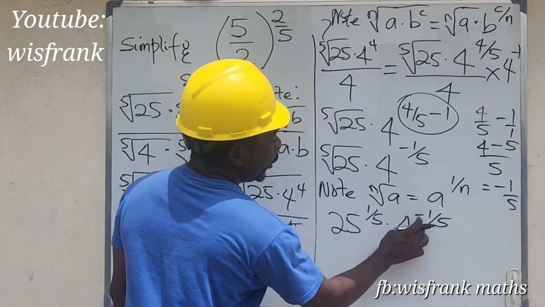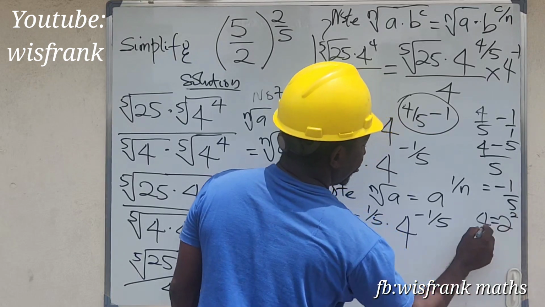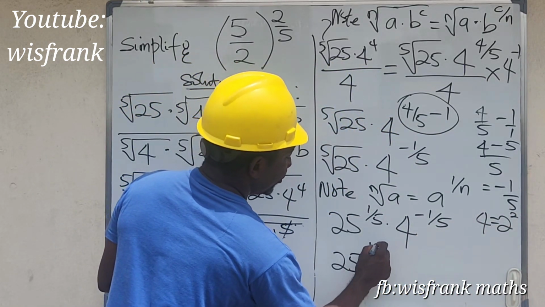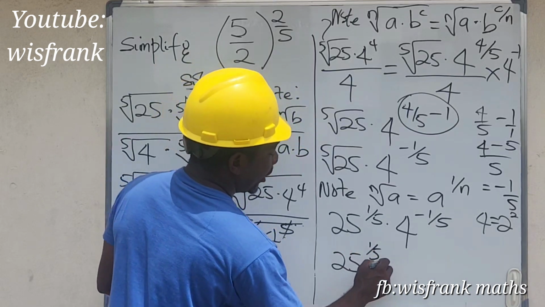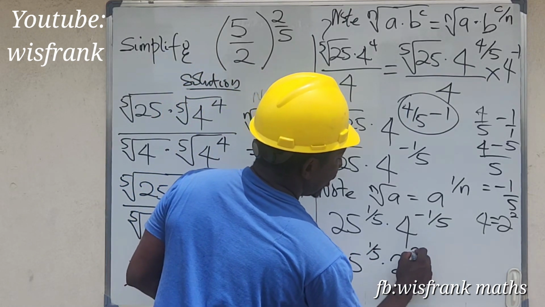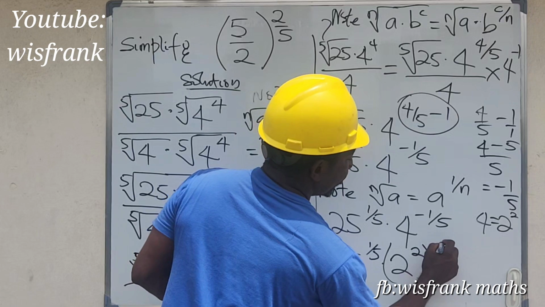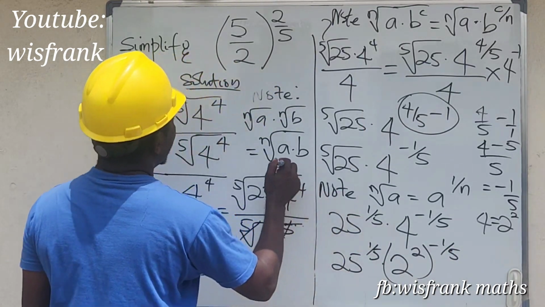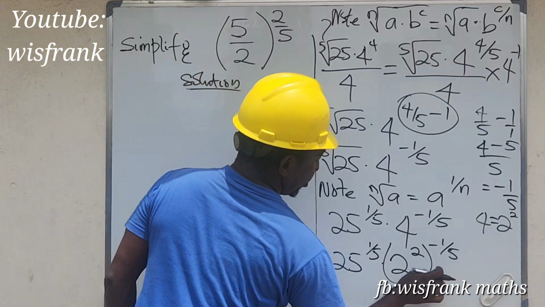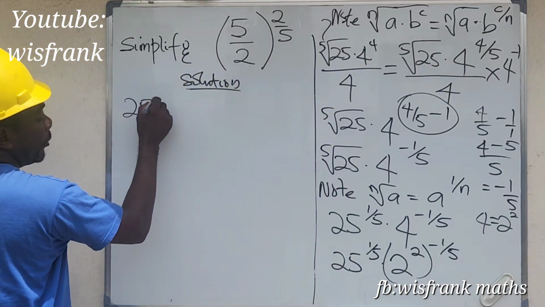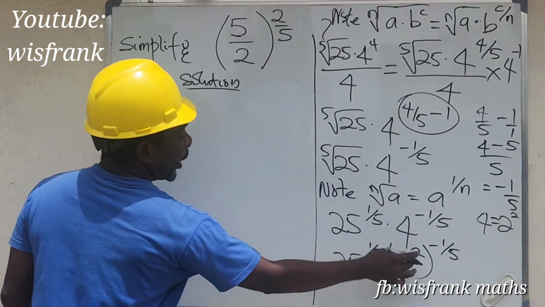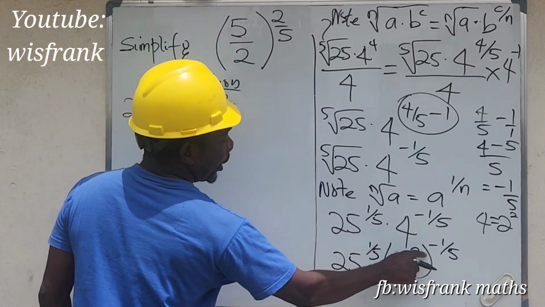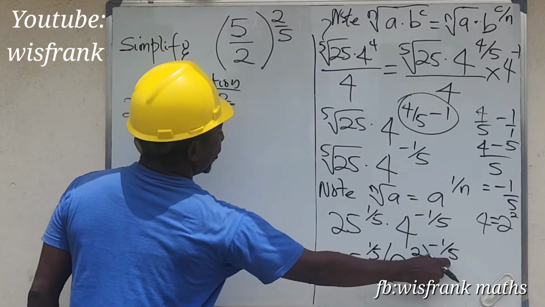So in this case, this 4 is the same thing as 2 raised to the power of 2. So we are going to substitute that into where we have this. So we have 25 raised to the power of 1 all over 5 times 2 raised to the power of 2, all to the power of minus 1 all over 5. So if we multiply that out, that will give us 25 raised to the power of 1 all over 5 times 2 raised to the power of minus 2 all over 5, because 2 times minus 1 is minus 2, then all over 5.